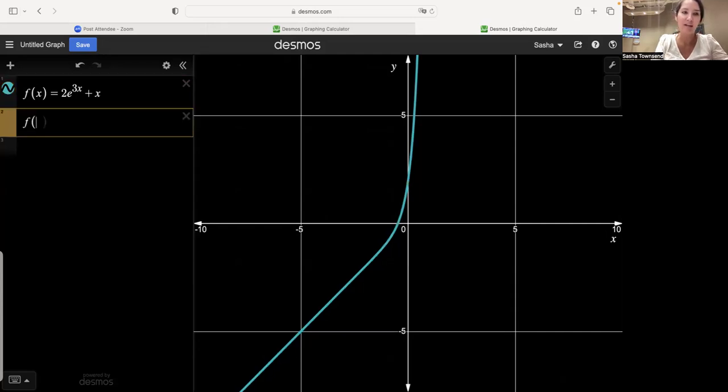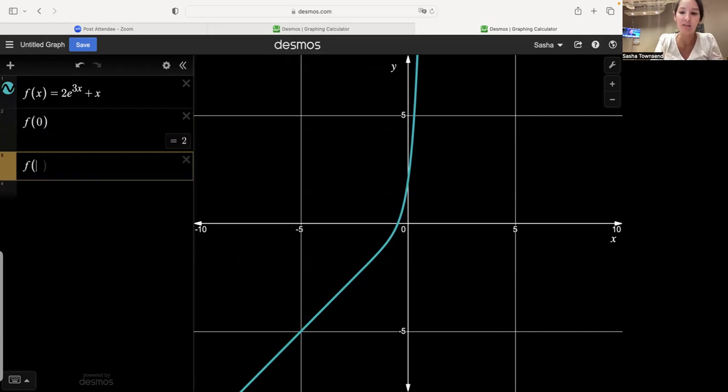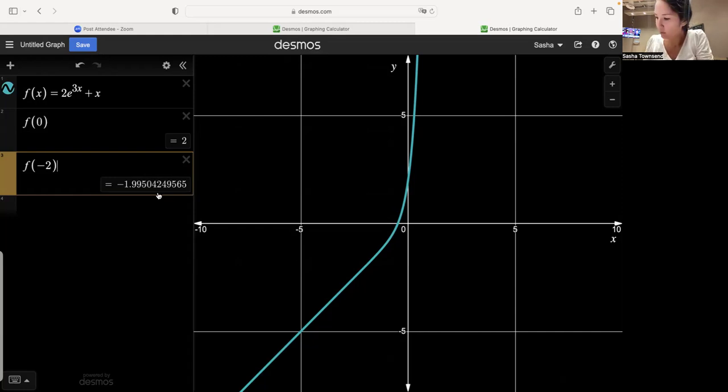So we said, let's look at f of 0. We calculated that that was 2. We did that on paper. Look at f of negative 2. We calculated that and we found that it was approximately negative 1.995. Now let's look at this on paper.